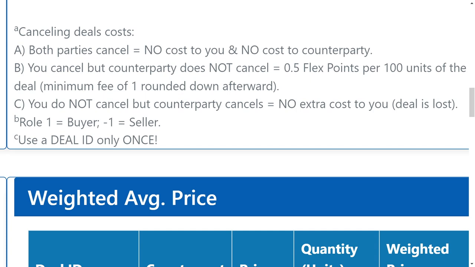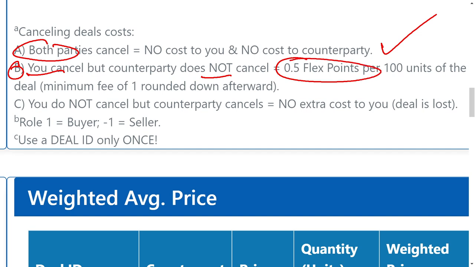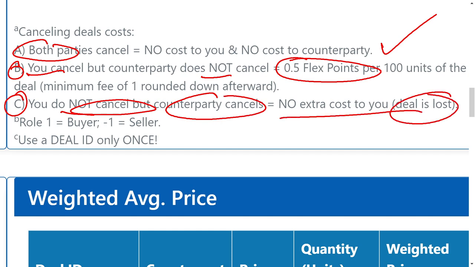Okay, so that is case B. So we have case A, both parties. That's easy. That's the best. We have case B. You cancel, but the other side does not cancel, there will be a fee. What about case C? You did everything correctly, so you're okay. But the other side, they canceled. You get nothing and you lose the deal. So this could hurt you, right? Case C can hurt you because you have a deal that falls through.